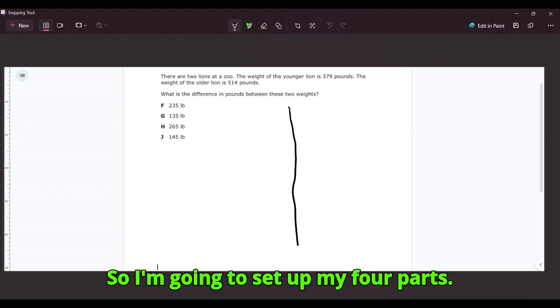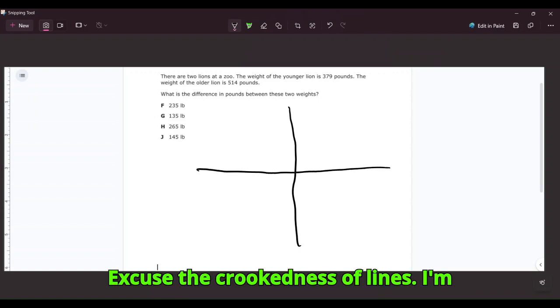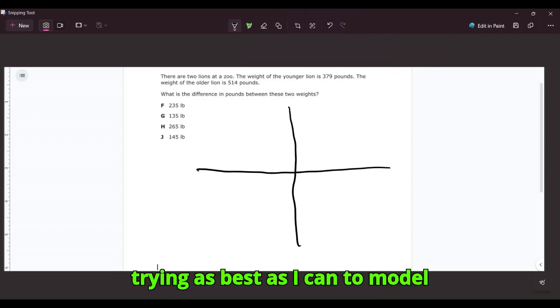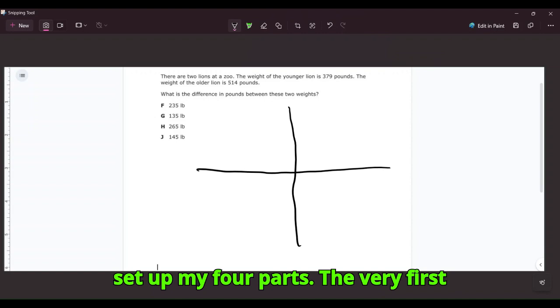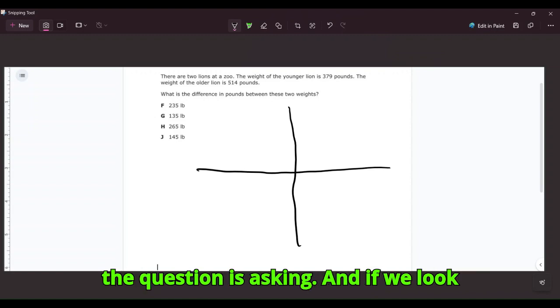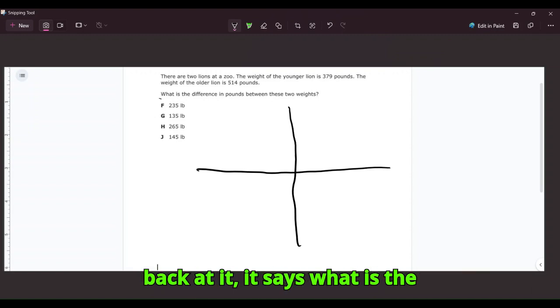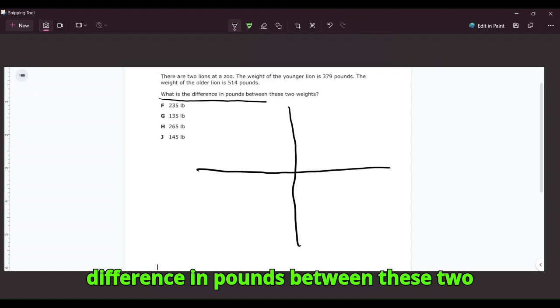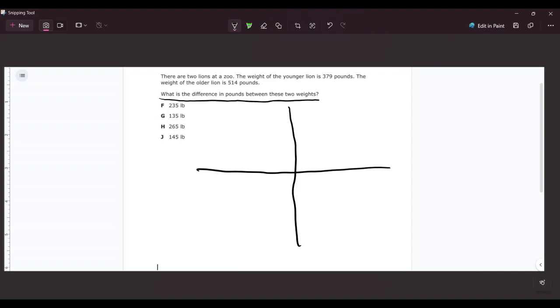So I'm going to set up my 4 parts. Excuse the crookedness of lines. I'm trying as best as I can to model this. The very first box is used to basically show your understanding of what the question is asking. And if we look back at it, it says, what is the difference in pounds between these 2 weights?